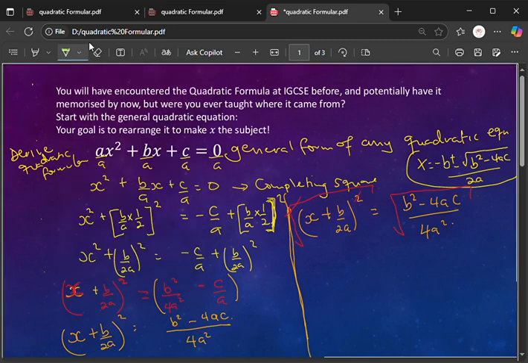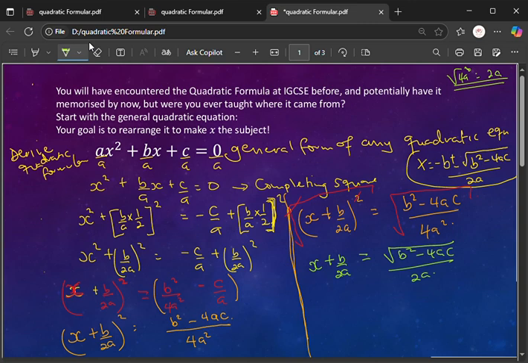Now we have x plus b over 2a without a power 2 now, and then this side, the radical, the root sign, is on both the numerator and the denominator. But the square root of 4a squared is 2a. So we shall maintain the root with the numerator, like root b squared minus 4ac all over 2a, because down here we've got the square root as 2a.